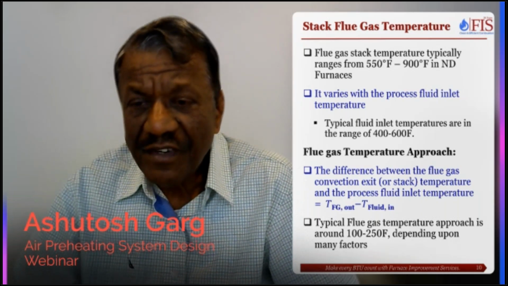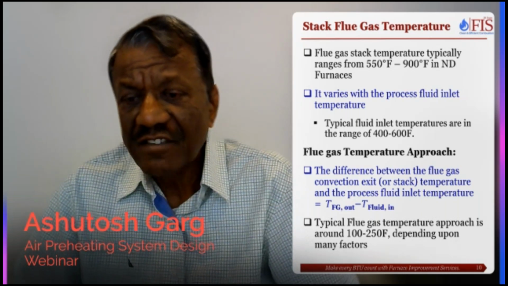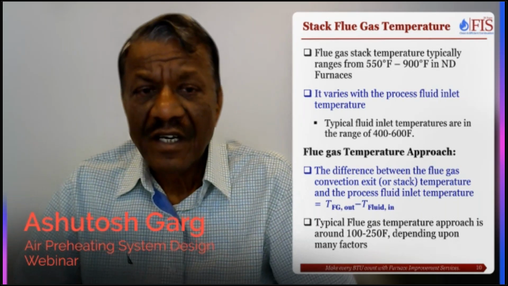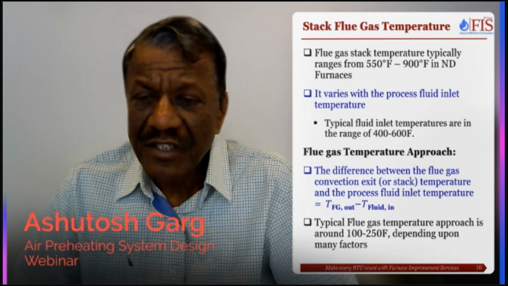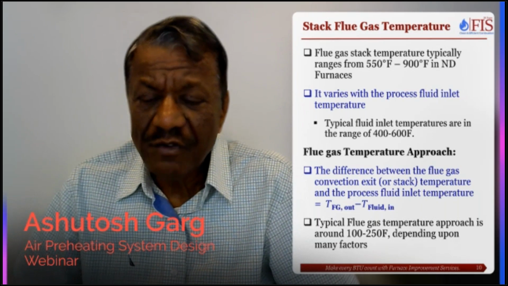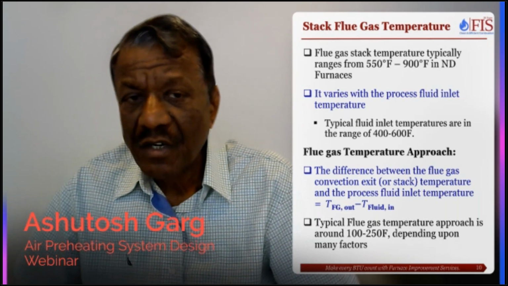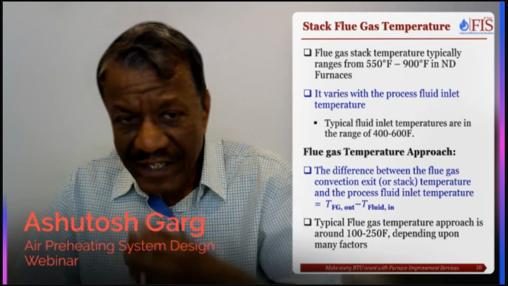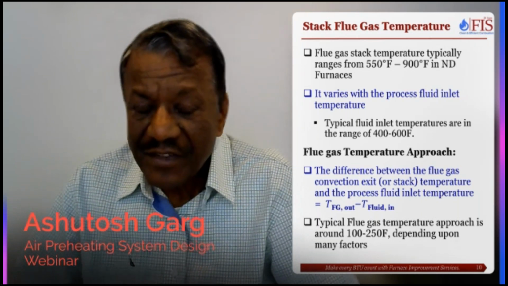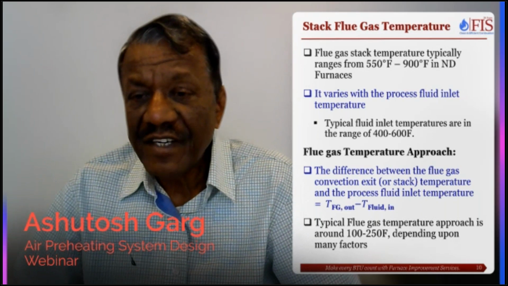So most of the furnaces which are in natural draft mode have a stack temperature in the range of about 300 to 500 degrees centigrade, or 550 to 900 degrees F. And this depends on the feed inlet temperature.